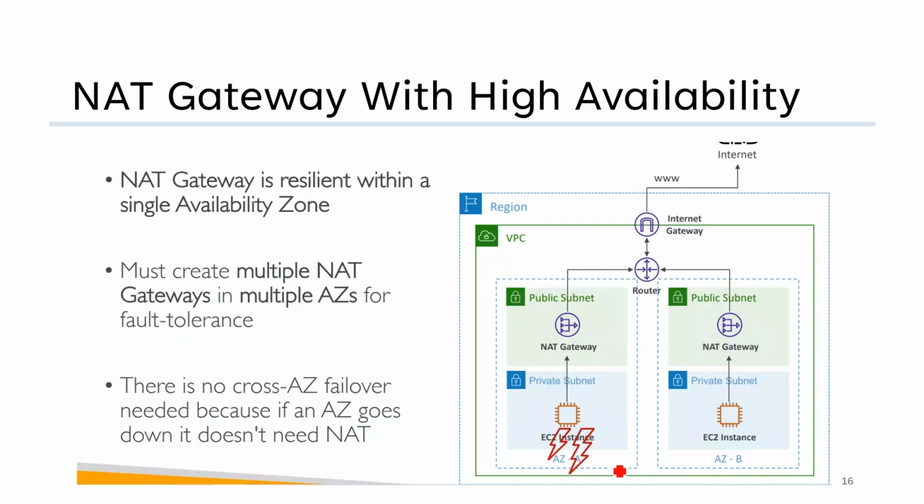So for example, if you have only one NAT gateway and there is some issue, you can deploy multiple NAT gateways in multiple AZs for fault tolerance, which is possible. It will be a highly available architecture for your networks. And there is no cross AZ failover needed, because if one availability zone goes down, then basically it doesn't need a NAT gateway altogether. Obviously it makes sense, right? So to make it highly available, just deploy it in multiple public subnets in multiple availability zones. That should be working fine for high availability.